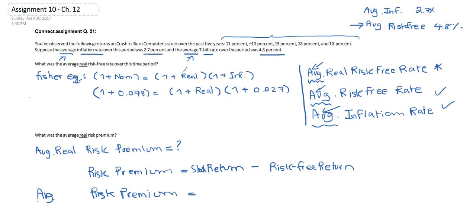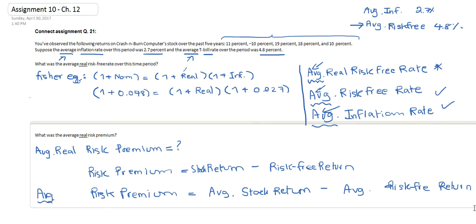So you need to find the same thing. Everything has to be average, right? So if you need to find average risk premium, you need to find average stock return, and then subtract this with, again, average risk-free return. Make sense? Okay. Now, let me move down just a little bit.